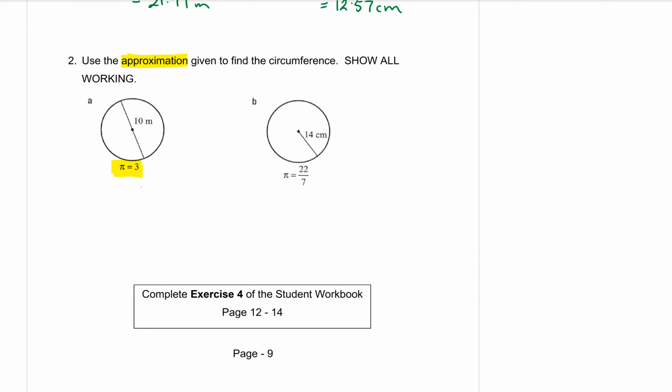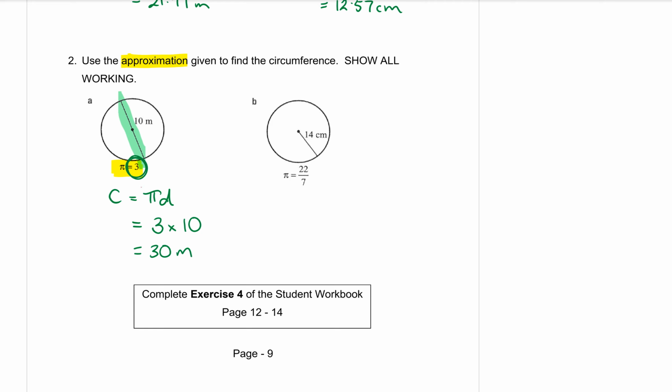Now, we also need to look, what are we given in this question? I've got a diameter here. So that means that I'm going to use the C equals pi d formula. Okay, so instead of using the pi button on your calculator, I'm going to substitute the 3 for the pi, and the diameter is 10. So 3 times 10 is 30 meters.